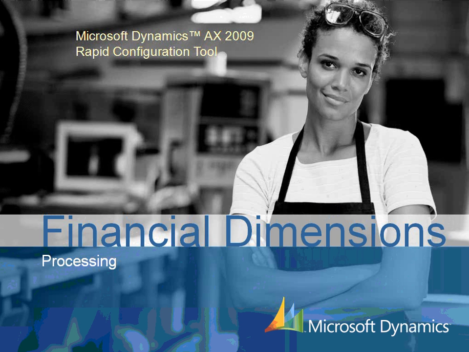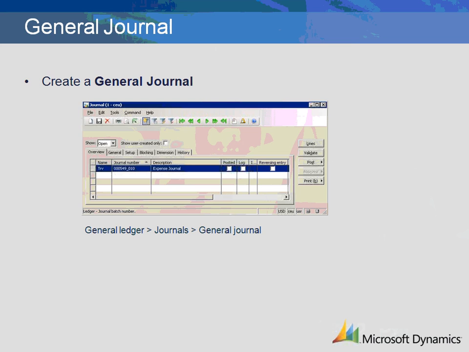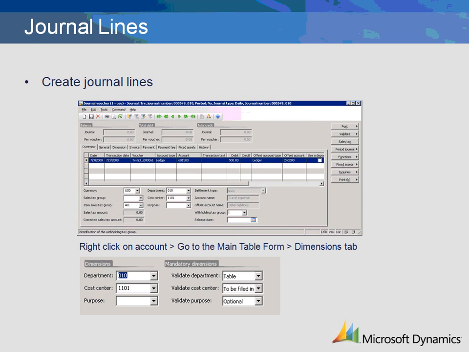This demonstration will explain how to use financial dimensions when processing transactions in Microsoft Dynamics AX 2009. We will use the General Journal in the General Ledger module to demonstrate the validation rules that are set up in the chart of accounts. We have created a new General Journal. We click on the Lines button to enter the details of the first transaction.